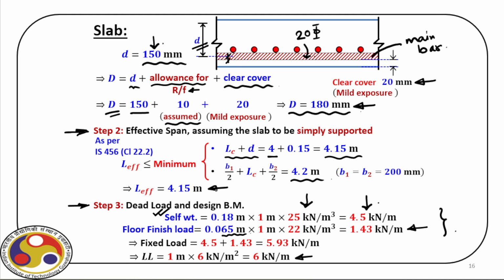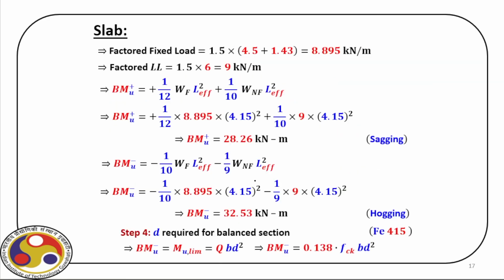So now we have finalized the load acting on the slab, and then first we apply the appropriate load factor. So dead load factor, if you recall, it is 1.5. So accordingly, we find out the factored value of the fixed load. Similarly, we find out factored value of the live load.